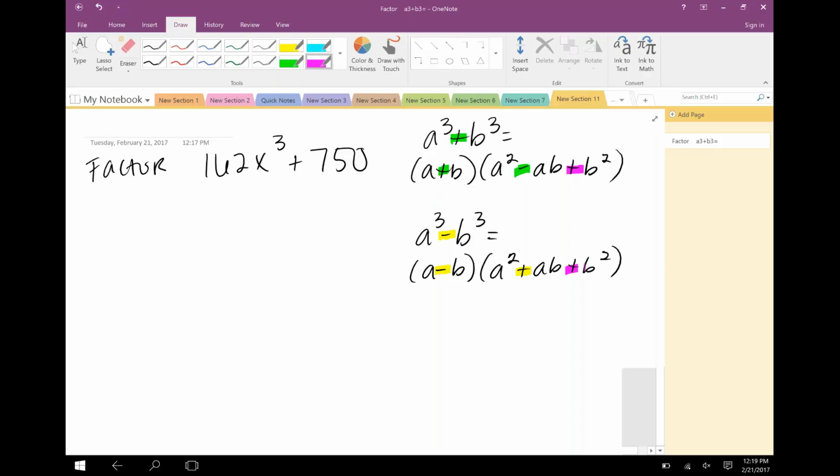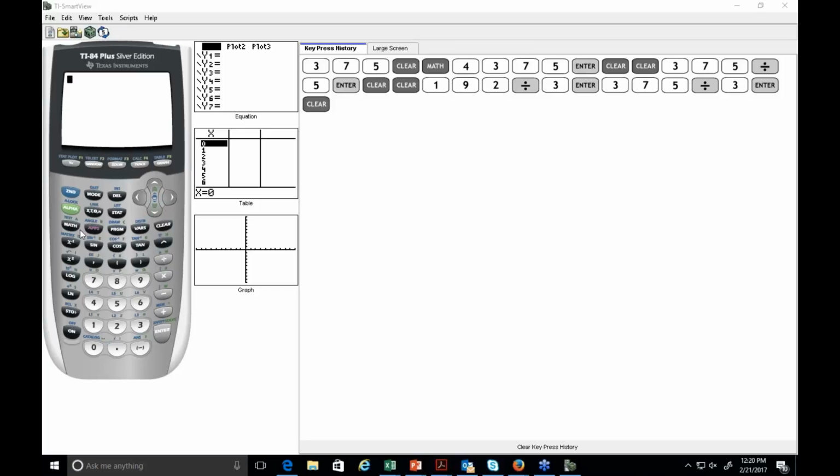They may or may not be perfect cubes, but you can figure that out by using your graphing calculator. To tell if a number is a perfect cube, if it's a number to the third power equals 162, see if you can take the cube root of it. You could be great and know all of your perfect cubes, but if you're like me, you probably don't know them all. So if you go to math, this fourth option is the third root option.